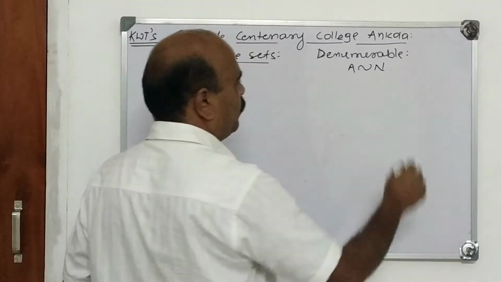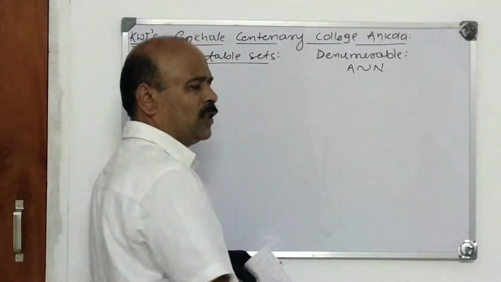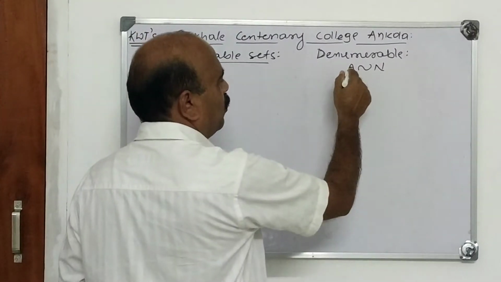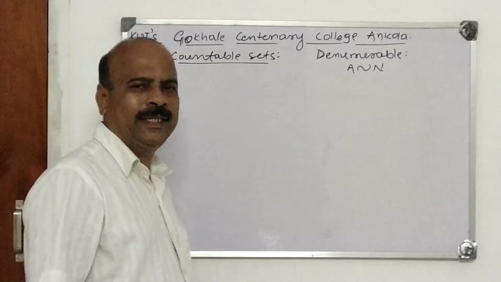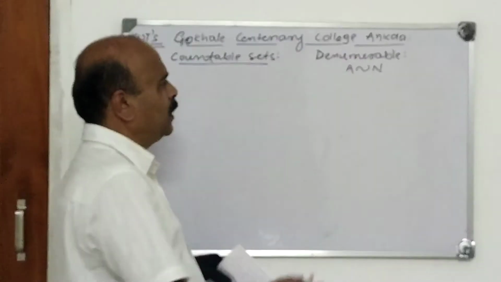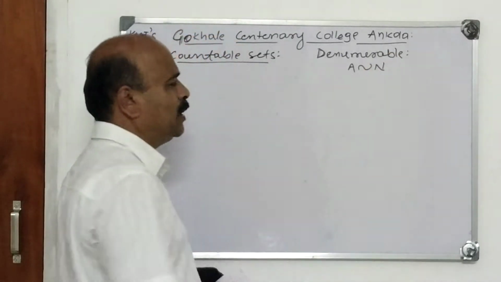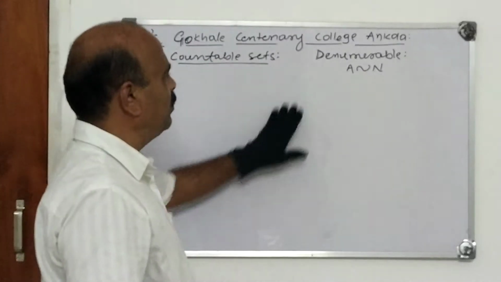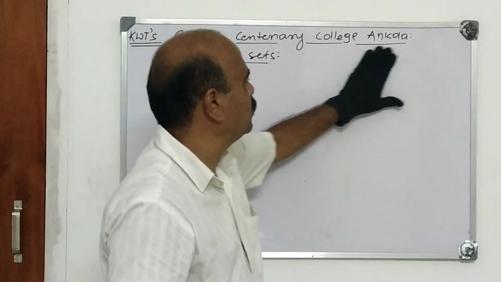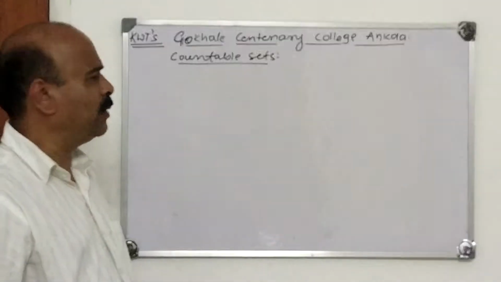Equivalent to N means, when you say that set A is equivalent to N, there exists a function from N to A, or A to N, which is 1-1 as well as onto, a bijection. Then A is said to be equivalent to N, and then A is said to be denumerable. What do you mean by countable set? A set is said to be countable if it is either finite or denumerable.